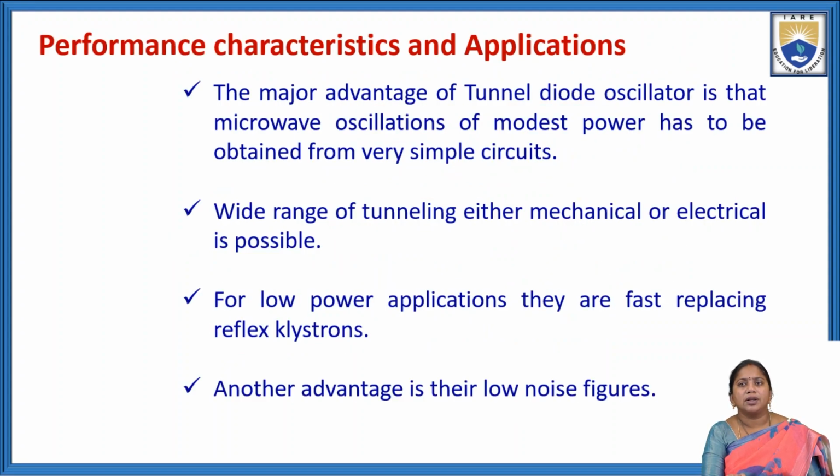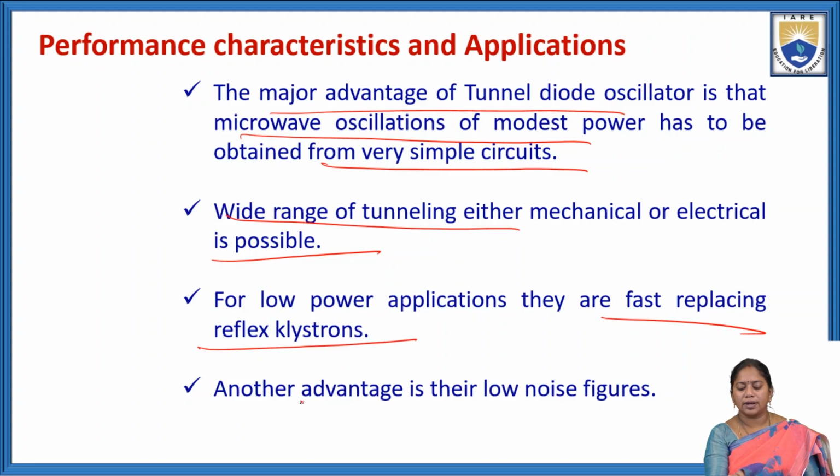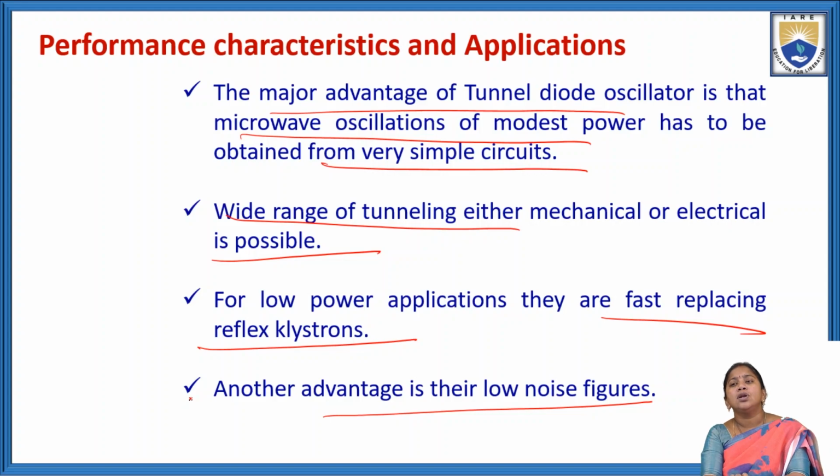Performance characteristics and applications. The major advantage of the tunnel diode oscillator is that microwave oscillations of modest power can be obtained from very simple circuits. A wide range of tuning, either mechanical or electronic, is possible. For low power applications, they are fast replacing reflex klystrons. Another advantage is their low noise.